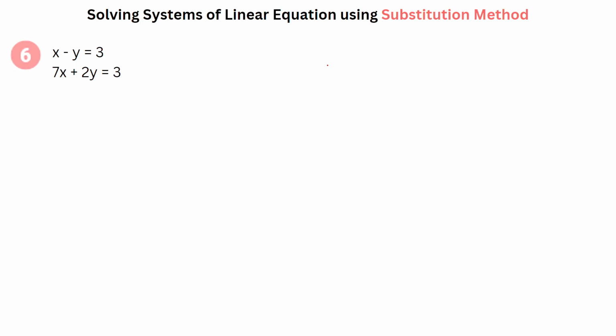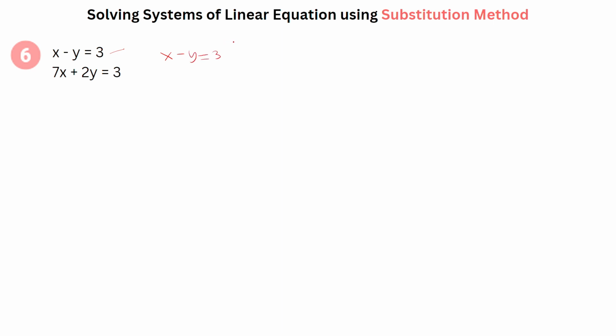This is part 2 of solving systems of linear equations using the substitution method. So number 6, we have x minus y equals 3 and 7x plus 2y equals 3. For this one, the first equation is easier to use for the substitution because it's easier to separate a variable here. We have x minus y equals 3.